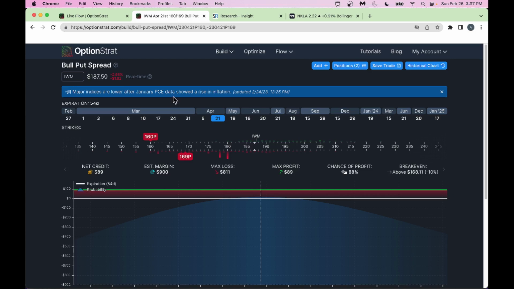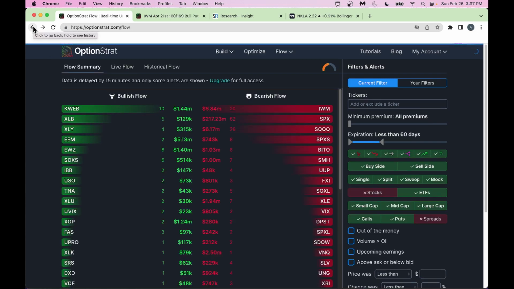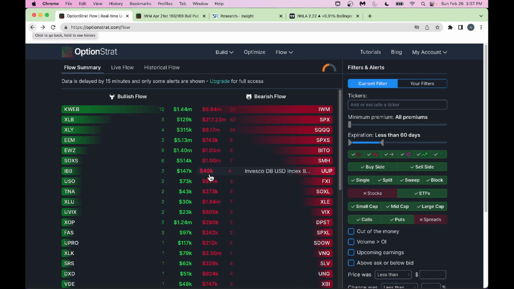All right, so now let's go into option flow again. Look, let's go back here, and we looked at IWM. Look, there are other things here.